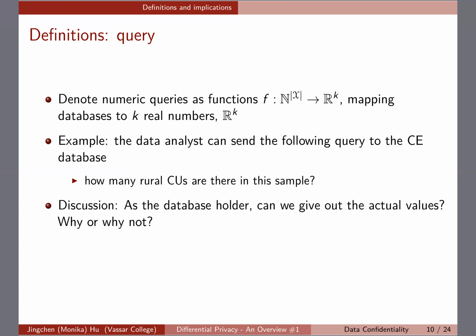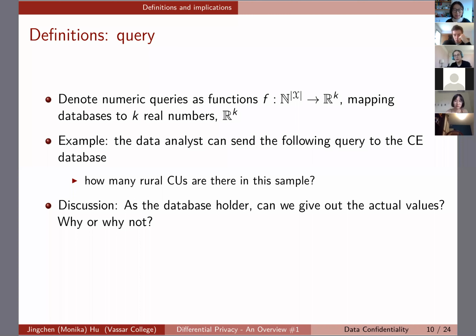All right, so here will be a good time to break for discussion. As the database holder like us, can we give out the actual values? Why or why not? So this is just brainstorming. In what way do you think giving out the actual value might not compromise the survey respondents' privacy, and in what situation do you think it might? Okay, let's hear from some of you, your thoughts. As the database holder, can we give out the actual values?